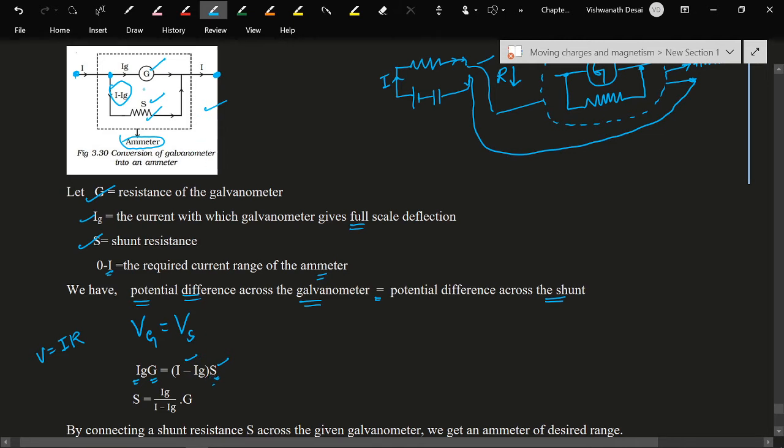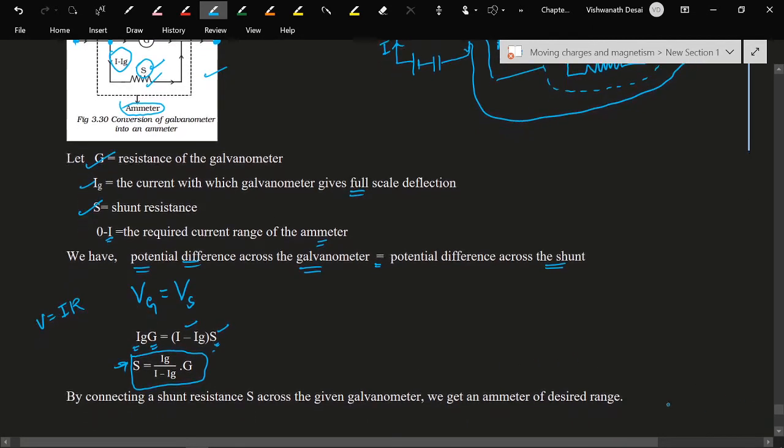Now the shunt resistance to be connected can be calculated by using this formula. S is equal to Ig divided by I minus Ig into G. So this much shunt resistance or parallel resistance should be connected in parallel with the galvanometer. Then our galvanometer acts as an ammeter of desired range.